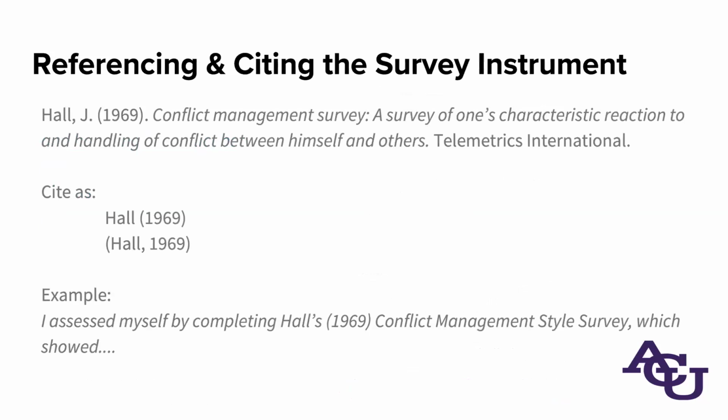So here's your reference at the top. It was a book, so we have who wrote it, Hall, J is their first initial. 1969 is when it was published. The title of the book, Conflict Management Survey, a survey of one's characteristic reaction to and handling of conflict between himself and others. And then the publisher, Telemetrics International.